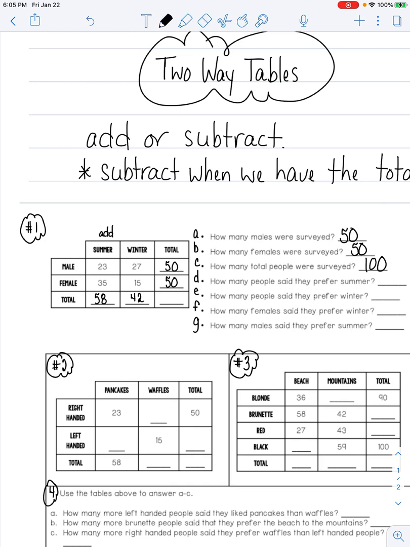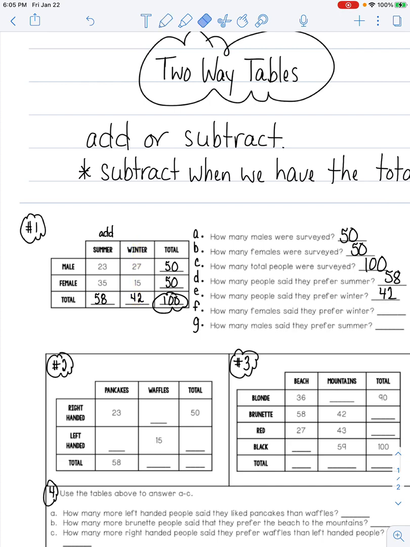So now take a look at D. How many people said they prefer summer? So here's summer, and I want my total, which is 58. So 58 people said they prefer summer. Look at E. E says how many people said they prefer winter. So I find winter, and my total is 42. So 42 people said they prefer winter.